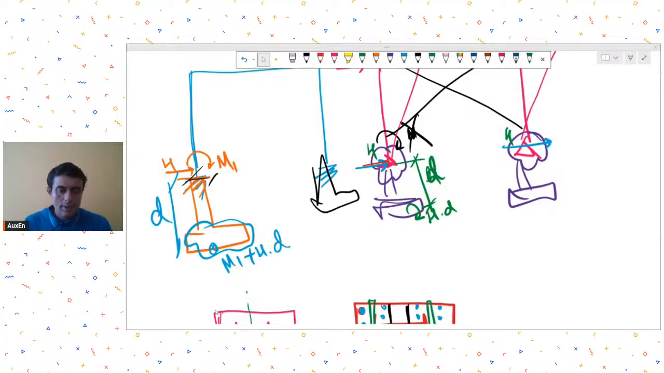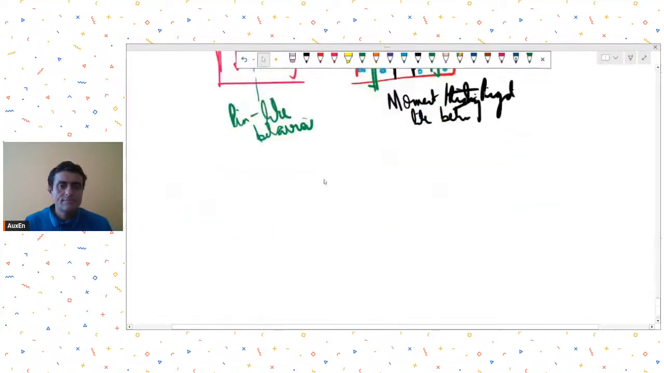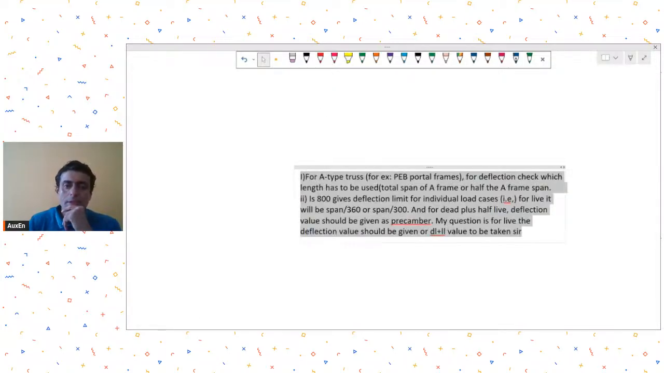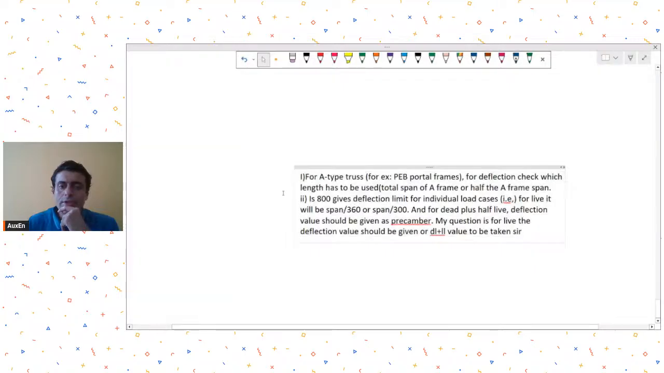Then this query is being asked by engineer Tamilarasan. He is from Tamil Nadu, and he is saying, for A-type trusses, example PEB portal frames, for deflection check, which length has to be used? Total span of A frame or half the span of A frame?